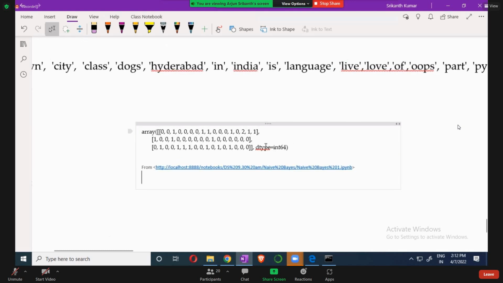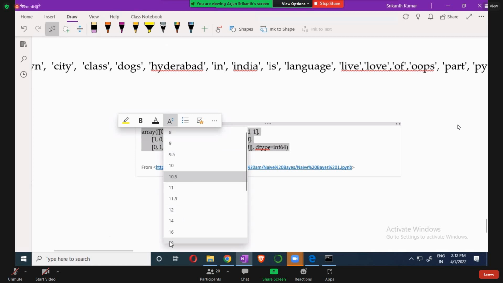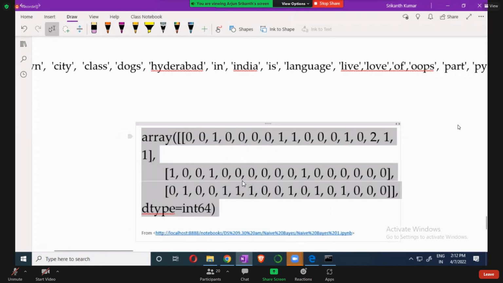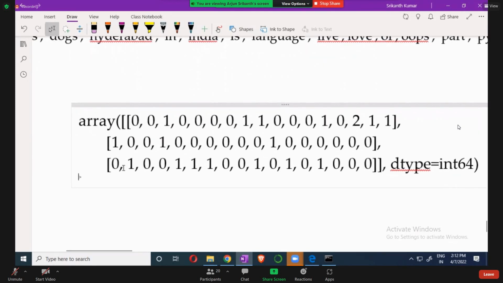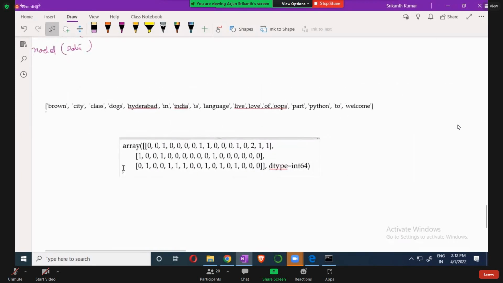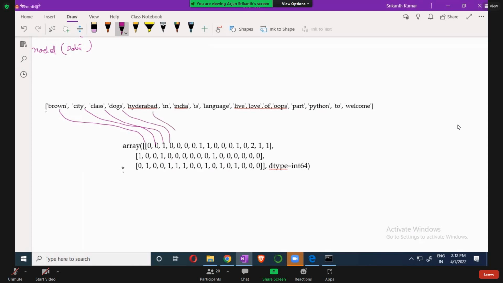Now in this, let me increase the font. Now observe this. See, the first one is referring to brown. The second one is referring to city. The third one is referring to class, and dog, like this, Hyderabad. And all these things are given in each and every row, column, like this, guys. All of them. Okay? Clear?